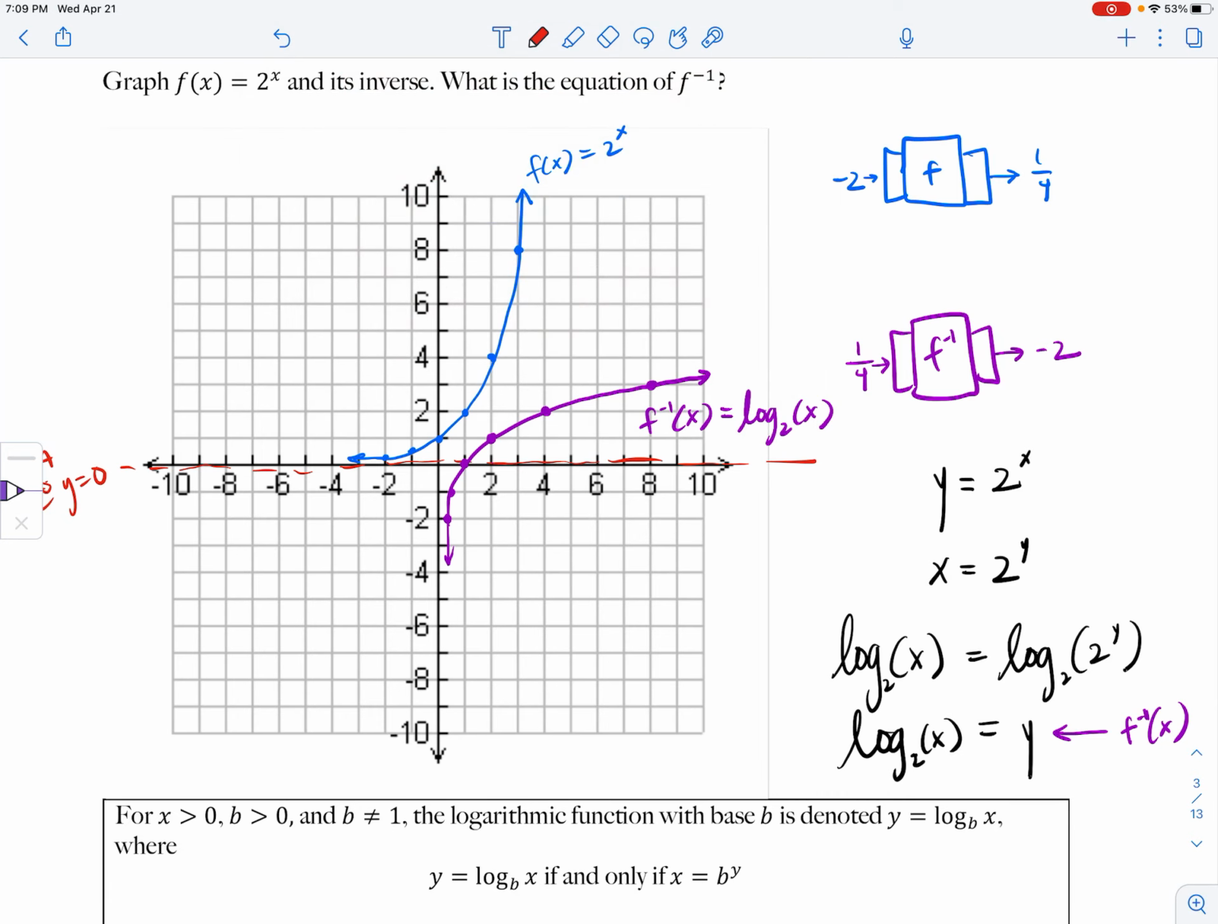Last thing on this graph is since f of x had a horizontal asymptote at y equals 0, that means that f inverse actually has a vertical asymptote at x equals 0, right? Because the x and the y's switch.